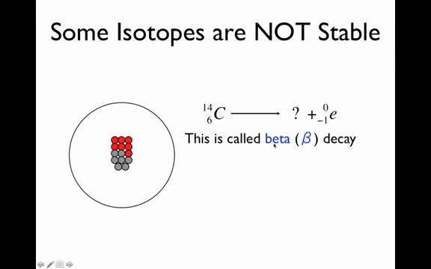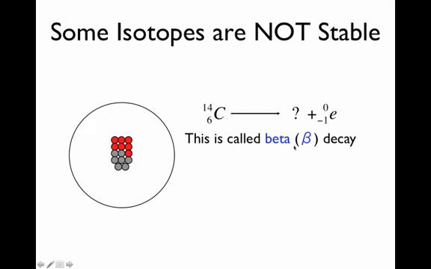This particular type of decay has a special name. It's called beta decay. This is the Greek letter for the word beta. And beta decay is when you have an isotope and one of its neutrons turns into a proton and an electron. It's not just carbon-14 that decays by beta decay. There are other isotopes that do it as well, but this is kind of the classic example.